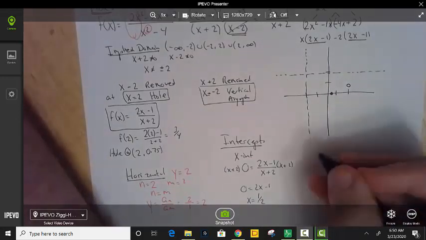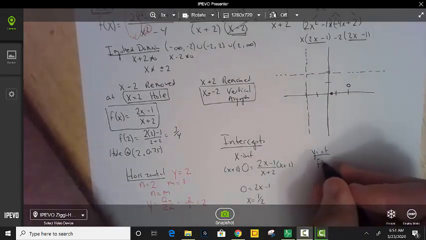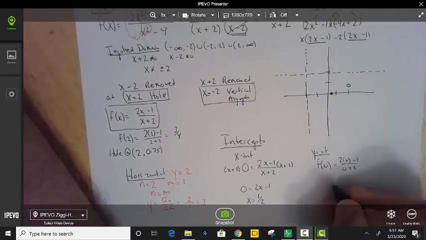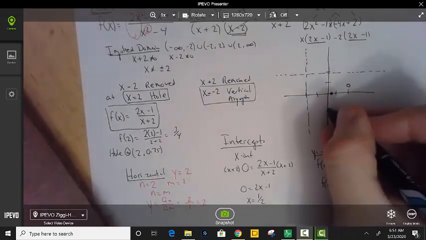Okay? And then to find the y-intercept, we're going to plug 0 into the function, and we get 2 times 0 is 0, minus 1 is negative 1, 0 plus 2 is 2, so we get a y-intercept at negative 1/2.